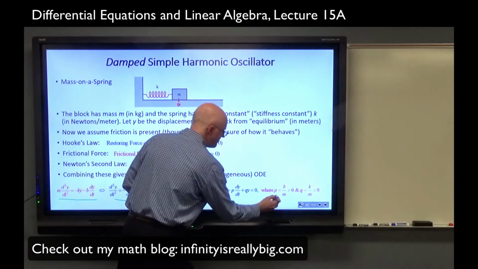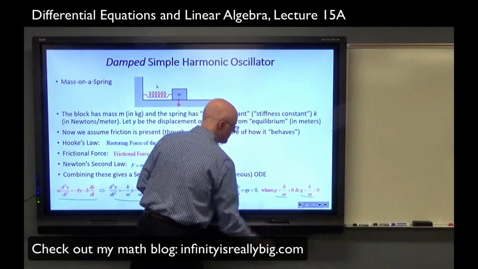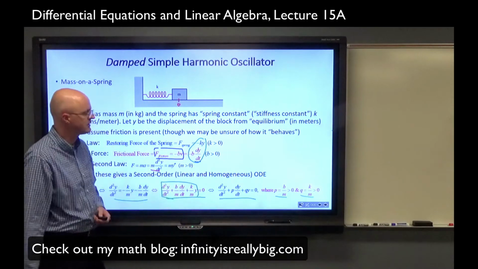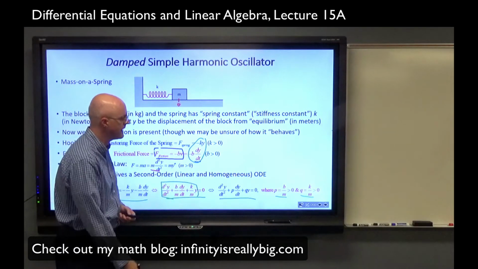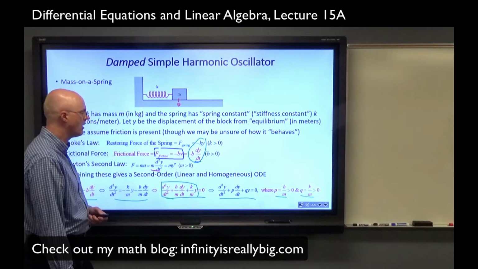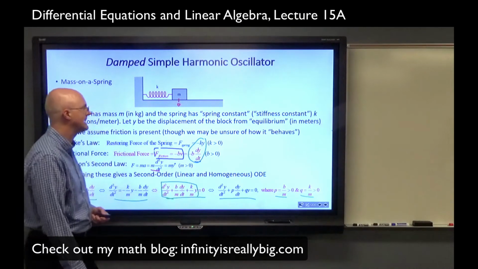We can define p to be b over m and q to be k over m to make the equation look a little simpler. But when you do put it in that simpler form, you need to remember that p is b over m and q is k over m. All these constants, k, b, and m, are all positive, so p and q are also positive.